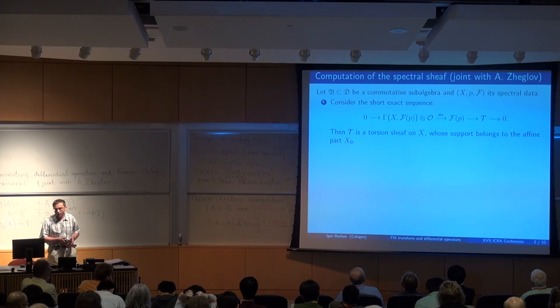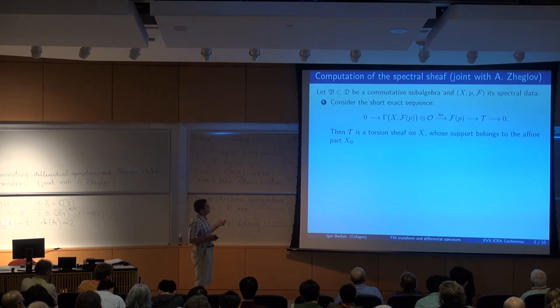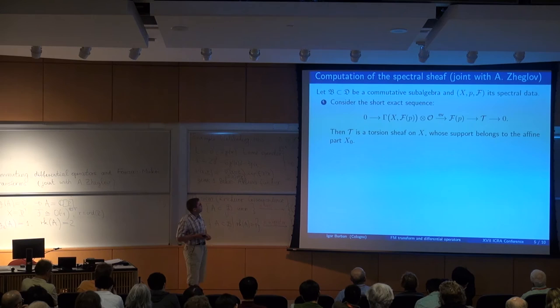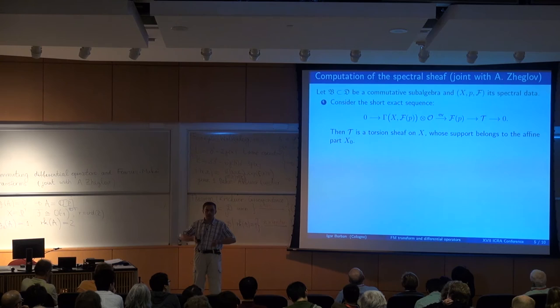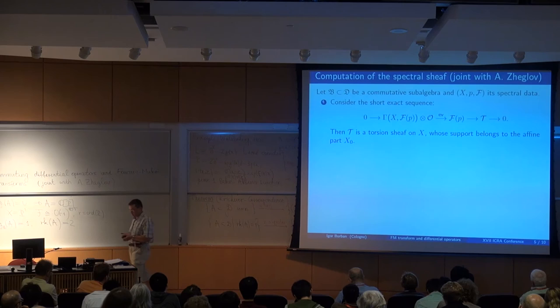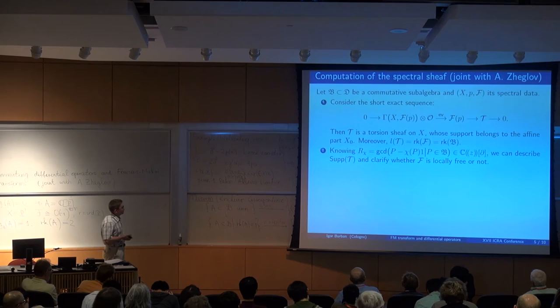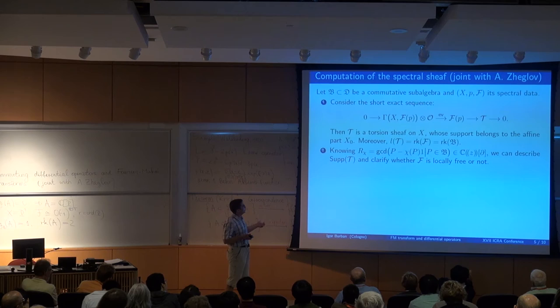So F is a spectral sheaf, and then vanishing of cohomologies of F implies that T is torsion, and moreover its support belongs to the affine part of F0. Well, evaluation is a canonical map, and canonical maps have the property that they can be computed in different incarnations. It was a key point in the approach. So knowing the greatest common divisors for an arbitrary point chi, we actually can determine the support of T.